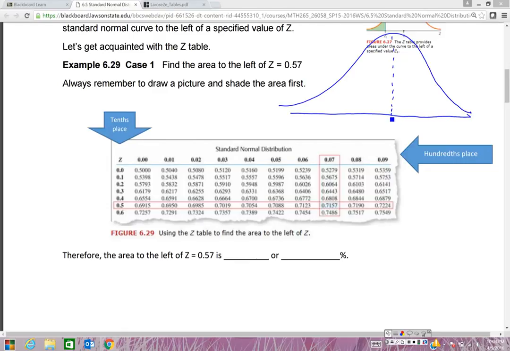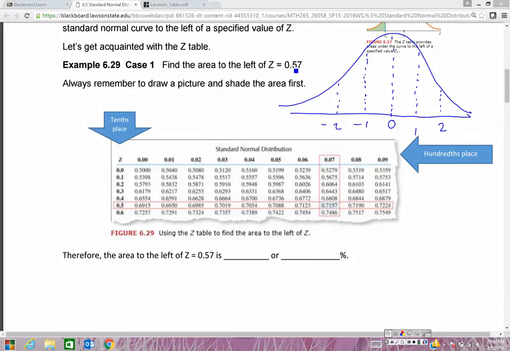Alright. What z value goes in the center? 0 goes there, of course. Then we have 1, 2, 1 standard deviation below the mean, -1, -2, and so on.